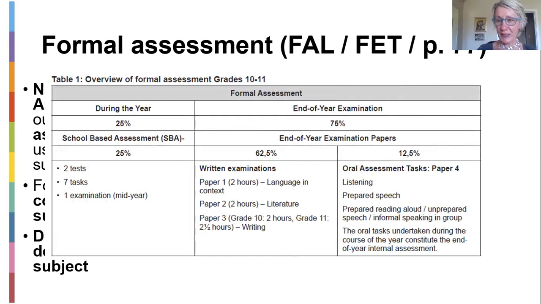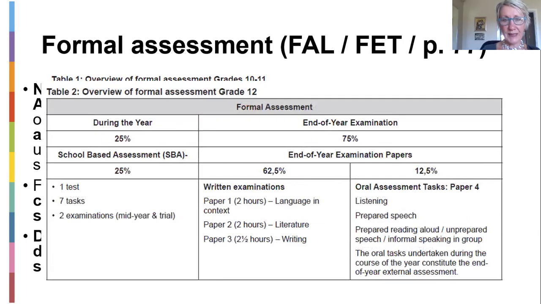And you'll find this in section 4 as well. You can see this is for FET. The formative or the more informal type of assessment happens during the year, which counts 25%. There must be 2 tests, 7 tasks, and 1 examination. And then the end-of-year exams count 75%, which is made up of written 62% and 12% for your oral assessment tasks. So that is how you get your formal assessment for FET.